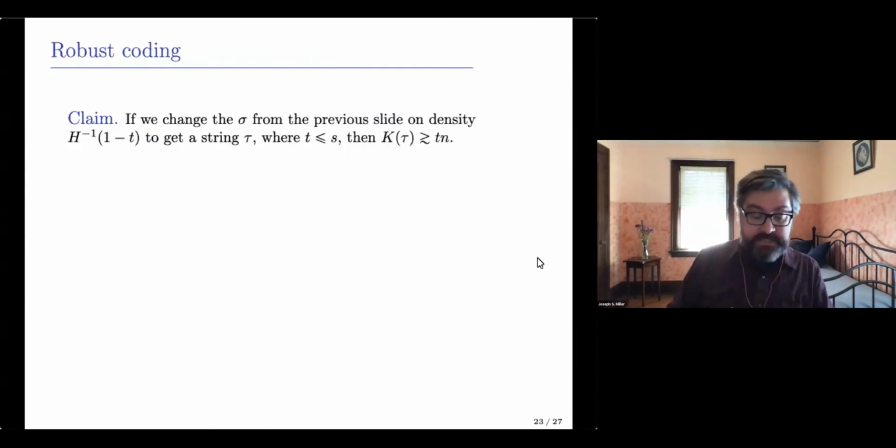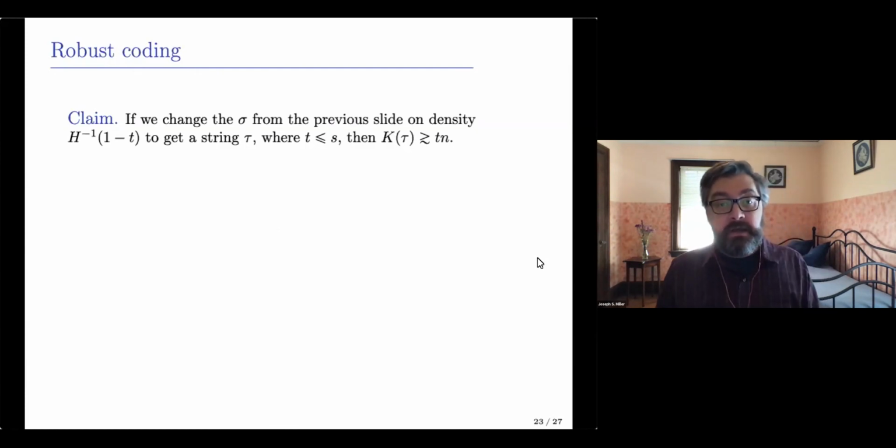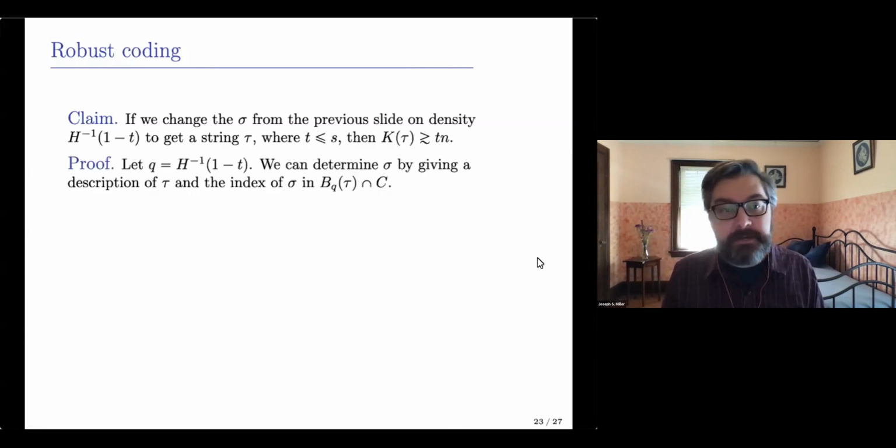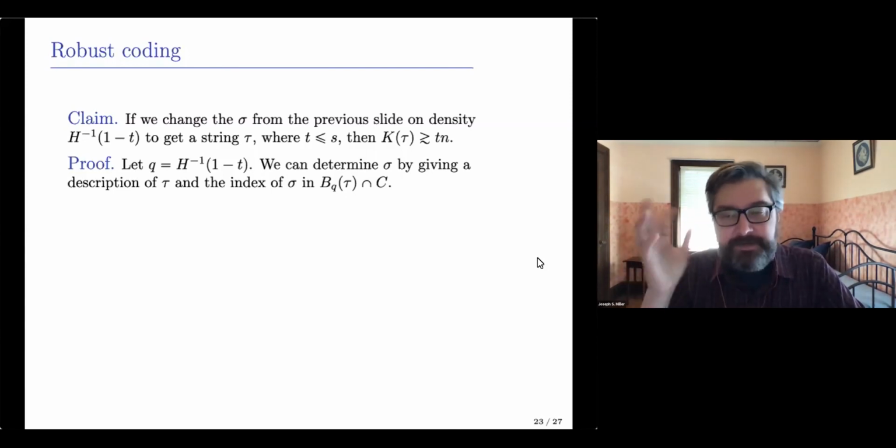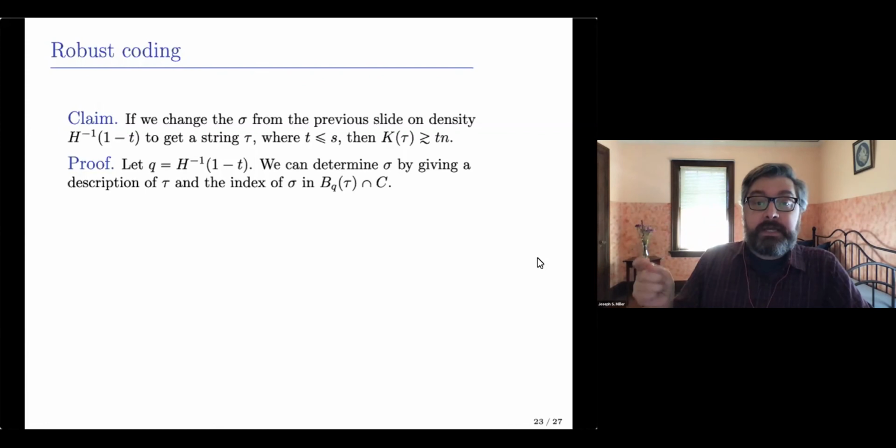Okay, so this is the claim. If we change that sigma on density h inverse of 1 minus t to get a string tau, then the complexity of tau is pretty large, greater than or equal to t minus n. Okay, now why is this? Let q be equal to h inverse of 1 minus t. We can determine sigma, give a description of tau, and an index of sigma.